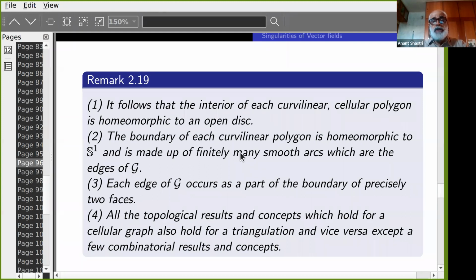The boundary of each curvilinear polygon is homeomorphic to S1 and is made up of finitely many smooth arcs, which are the edges of G. Each edge of G occurs as a part of the boundary of precisely 2 faces. All the topological results and concepts which hold for a cellular graph also hold for a triangulation and vice versa, except a few combinatorial results and concepts.